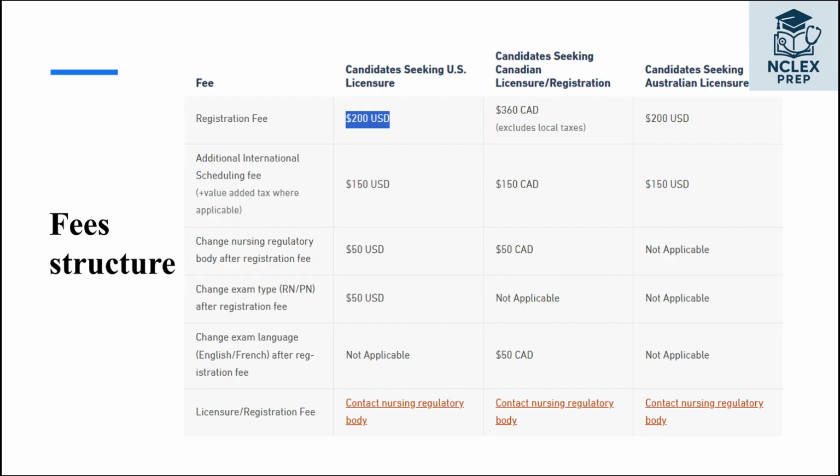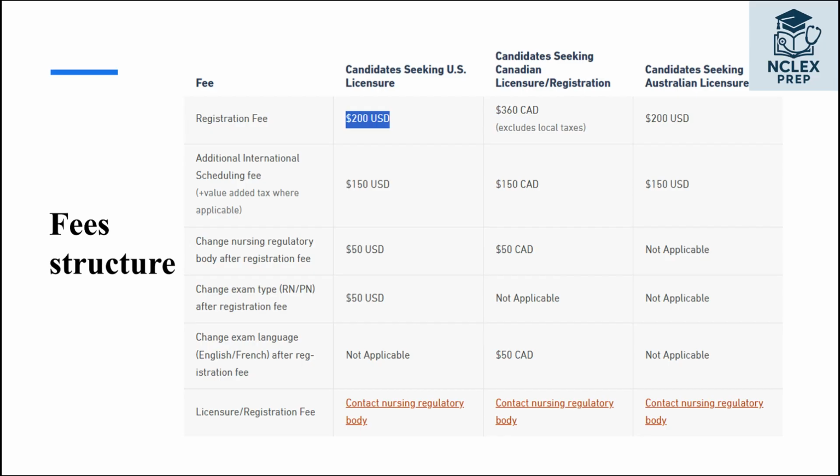Then the third is changing the nursing regulatory body. If you register for your exam and then in some circumstances you want to change your nursing regulatory body, you need to pay an extra $50 according to the country. If it is the US, you need to pay an extra US $50, and if you are Canadian, you need to pay an extra 50 Canadian dollars. For Australia, it is not applicable; they don't have a fee to change the nursing regulatory body.